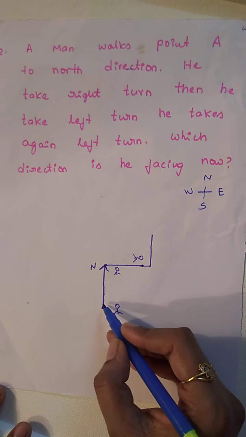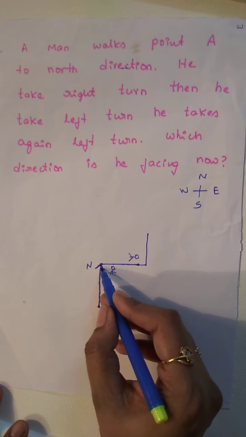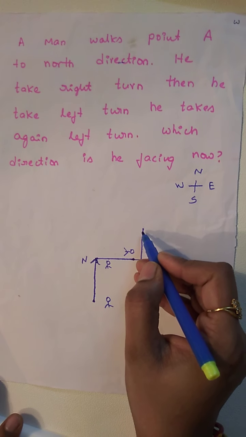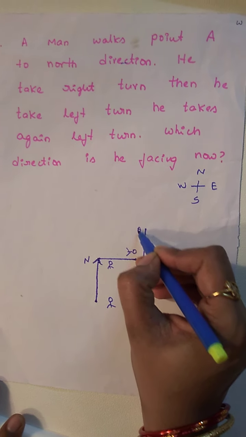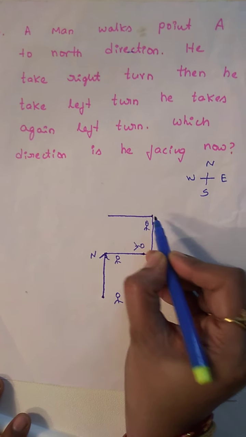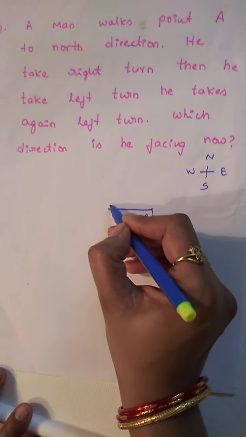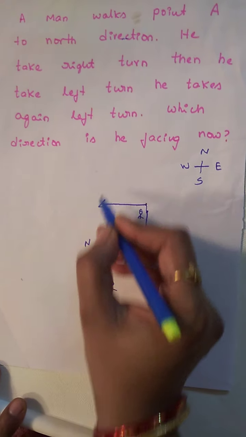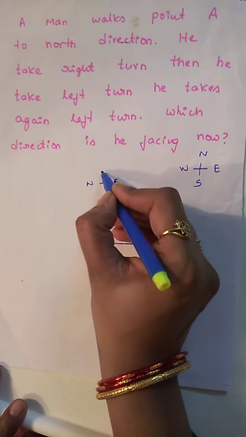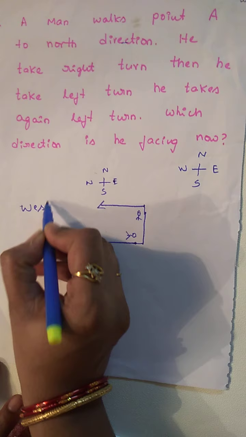A man walks from point A in the north direction and he takes a right turn, then he takes a left turn, he takes again a left turn. Now the man is here. For him left turn means this side. He takes again a left turn. Which direction is he facing now? Now he is in this direction. We know this one means west, this is east, this is north and this is south. So the man is facing west direction.